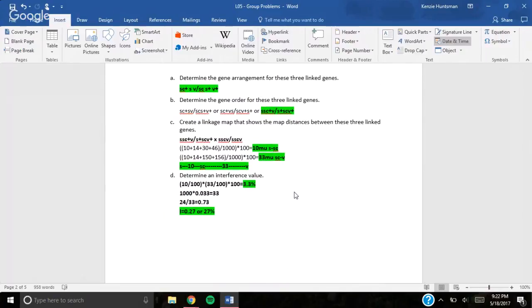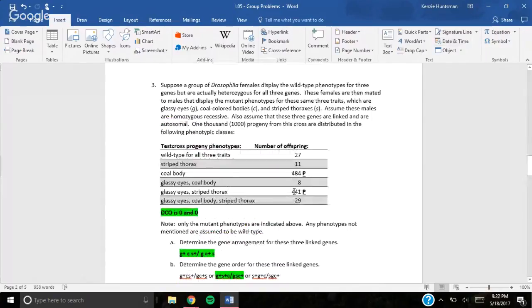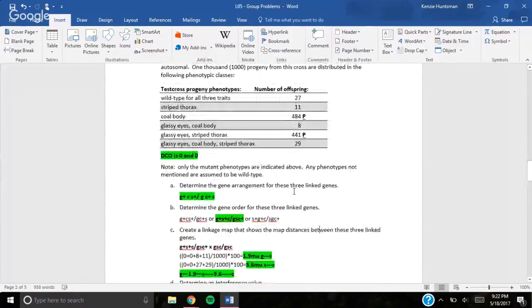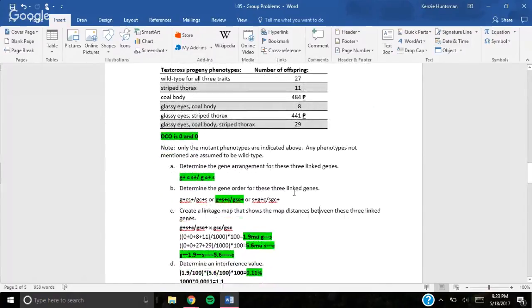All right, this one was a little trickier because there are no double crossovers. Once we were able to determine that, it makes a little more sense. First, you can identify the 3 linked genes for the parental by looking at the 2 most numerous, and for that we get C G plus S plus on the top and G C plus S on the bottom.